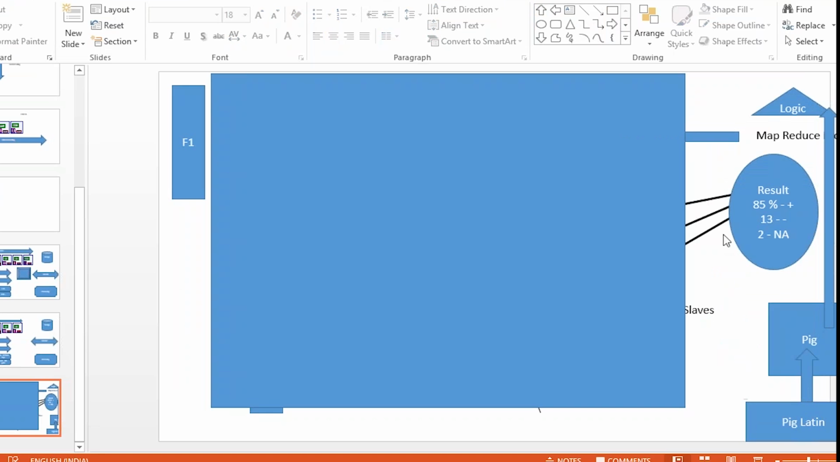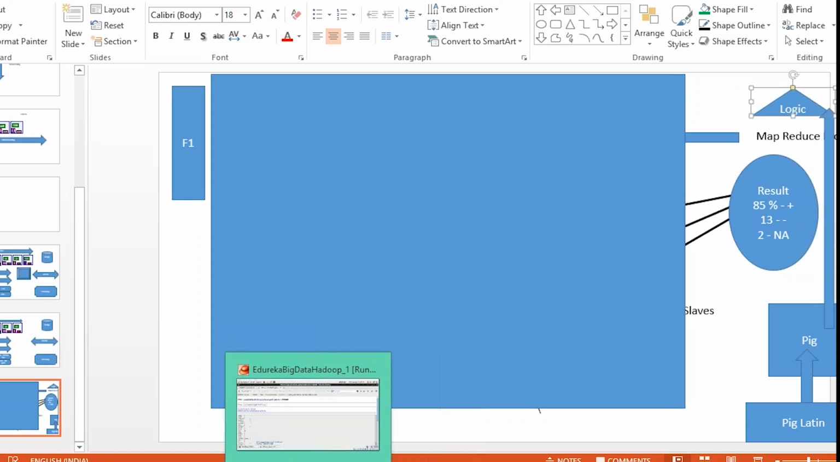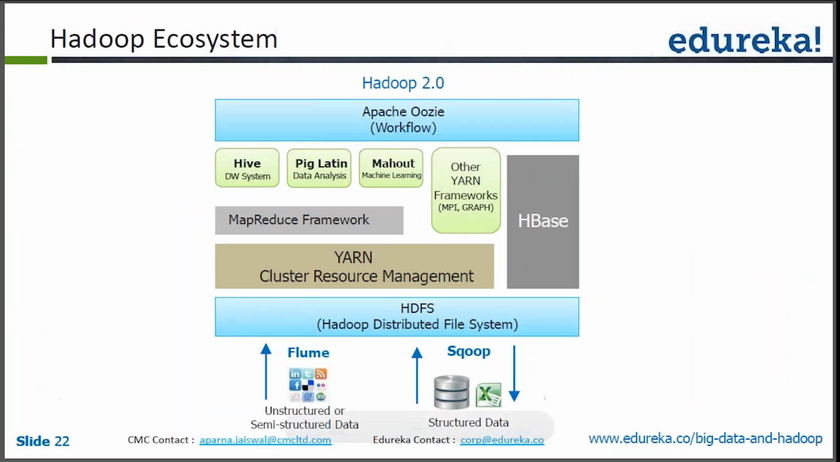So I'm bypassing writing this code in Java and learning Java. All such things I am bypassing. This component we will discuss in a dedicated module for Hive, and one module dedicated for Pig Latin. In the same way, there is another component called Mahout, which does machine learning algorithms.